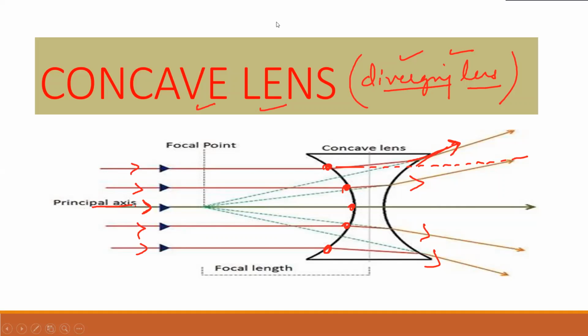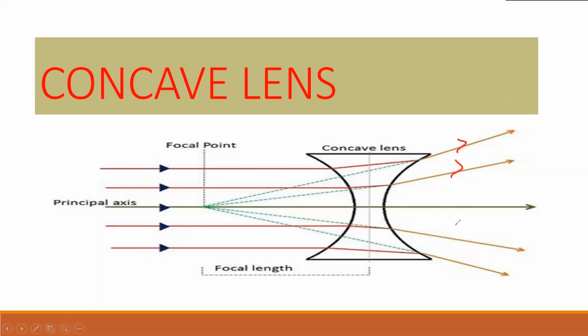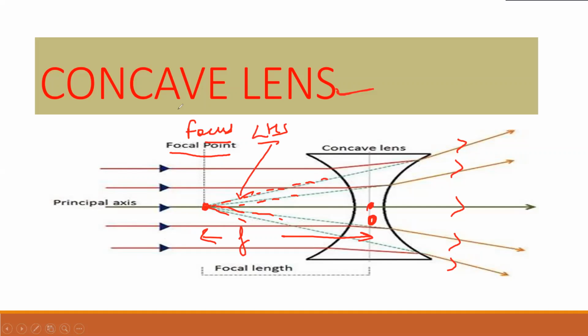And when you extend these diverged rays backward, they will meet at a point, and this point is called the focus. The distance between the center, called the optical center, and the focus is called the focal length. So the convex focus, which plays a role, lies on the right side, and the concave focus lies on the left-hand side.